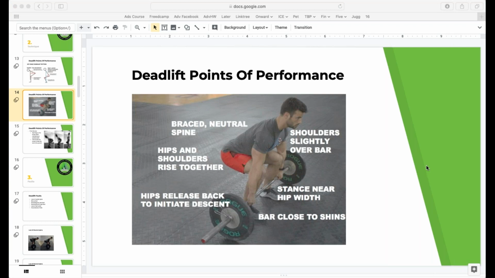Is everybody with me so far here on the points of performance and why we want to do deadlifts? I'll pause for a minute, and if anybody wants to put anything in the chat bar, they can.